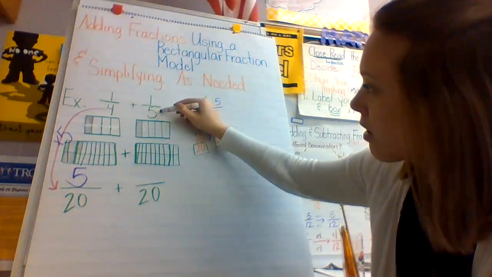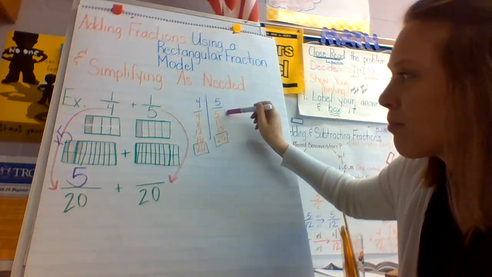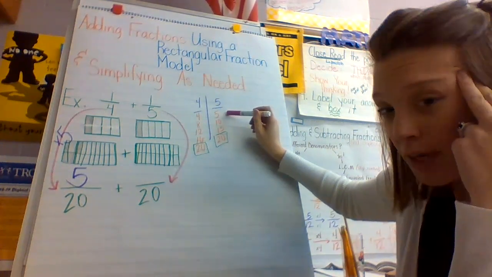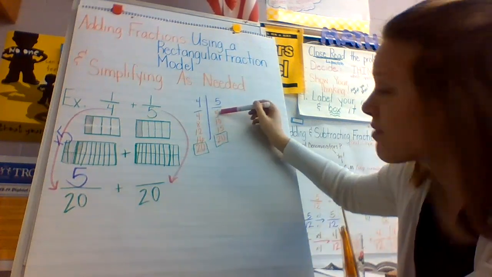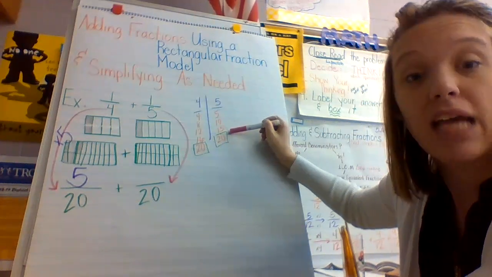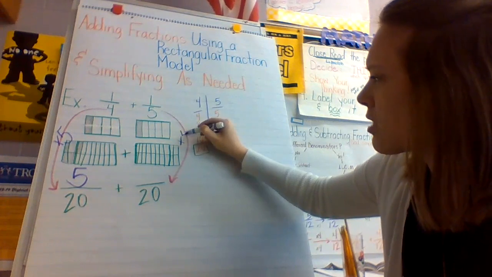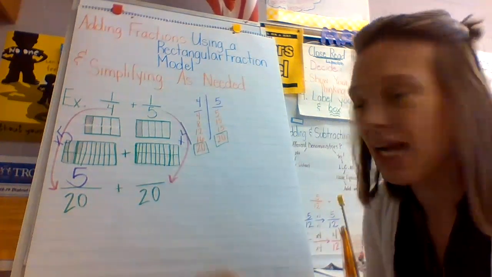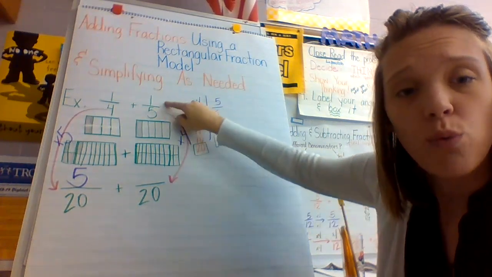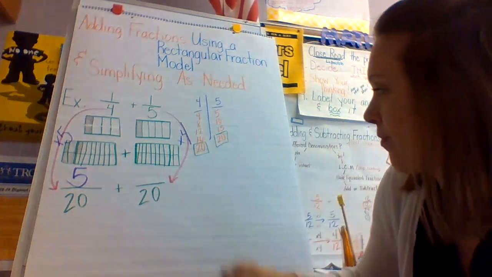I'm going to compare my 1/5 to my new fraction. I'm going to use my skip counting to help me if I'm not feeling so confident about mental math yet. So here I go. 5 times 1 is 5. 5 times 2 is 10. 5 times 3 is 15. 5 times 4 is 20. Since I multiplied my denominator by 4, I'm going to multiply my numerator by 4. So 1 times 4 is 4.